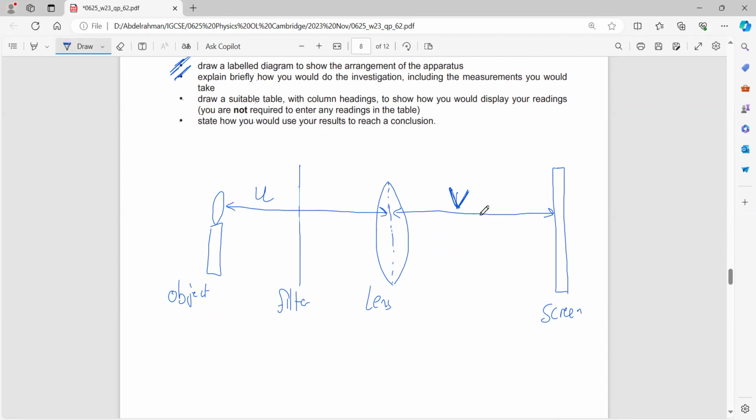One of the precautions, if you can remember: I will move the object slowly until a sharp image, until a clear image appears on the screen. And then I will measure U and V and calculate F using the equation. Then I will repeat. That's it.